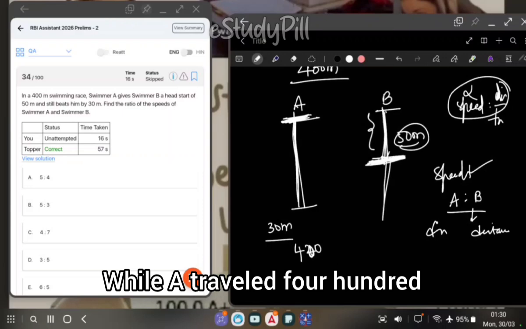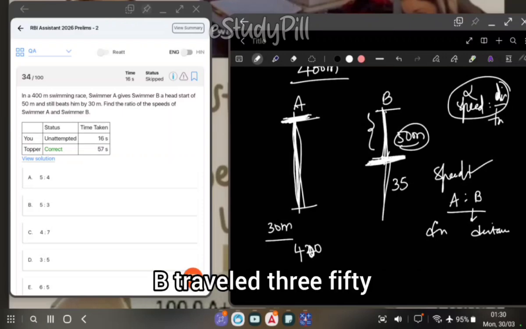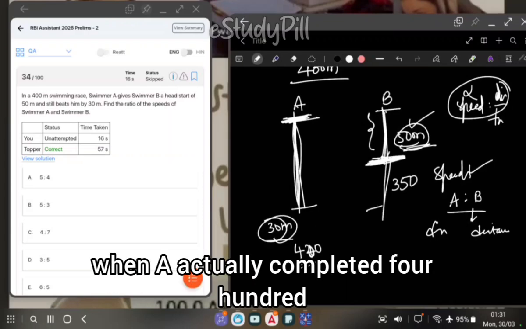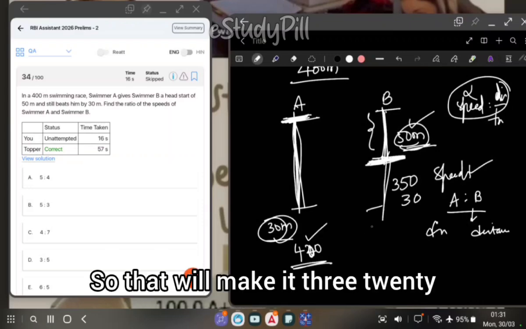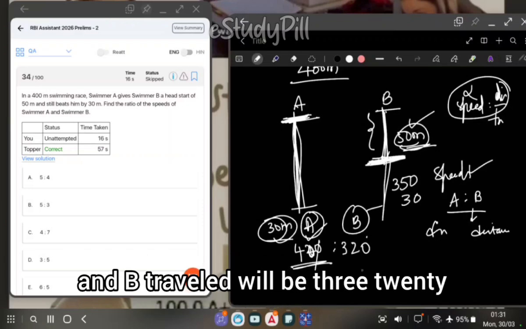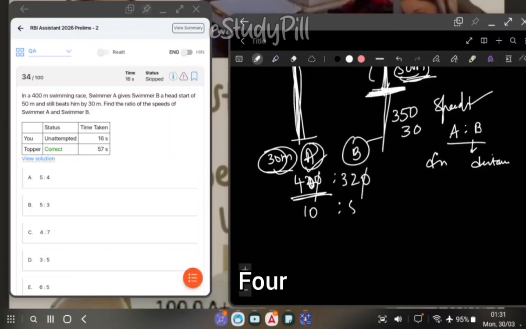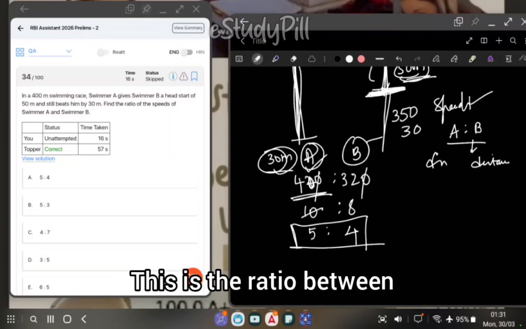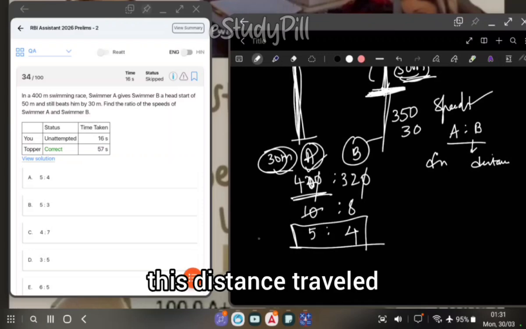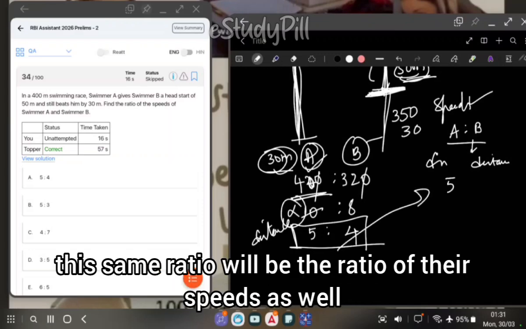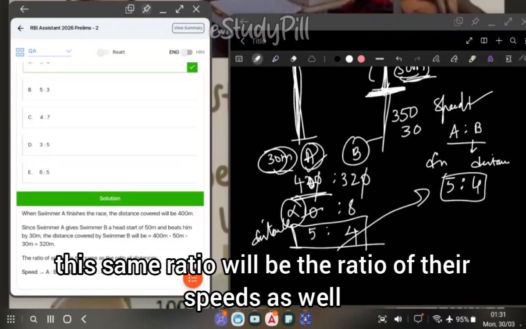While A traveled 400, B traveled 350, because he got a head start and we are removing that. And also he was 30 meters behind A when A completed 400. So that will make it 320. Total distance that A traveled is 400 and B traveled is 320. This is the ratio between the distances traveled, 5 to 4. And since speed and distance are directly proportional, this same ratio will be the ratio of their speeds as well.